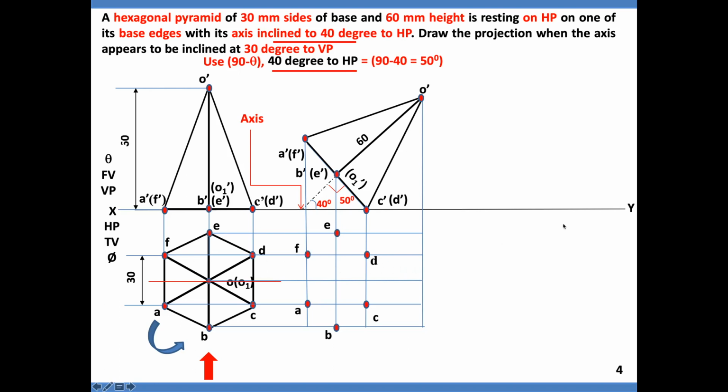6 points I got. Like that, I have to mark apex or vertex O dash, vertical, O horizontal, and then the base of the axis. Here you got this one, O1. So I marked, count how many? 8. So third rule over.